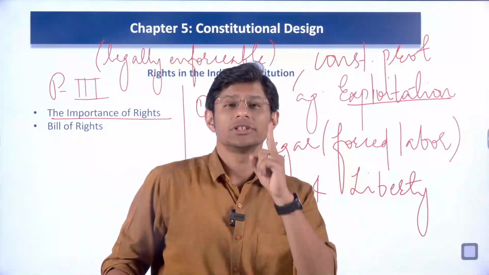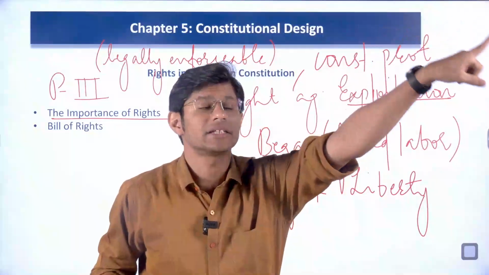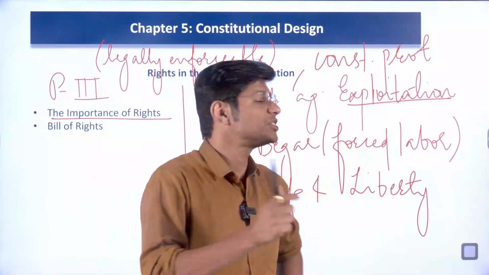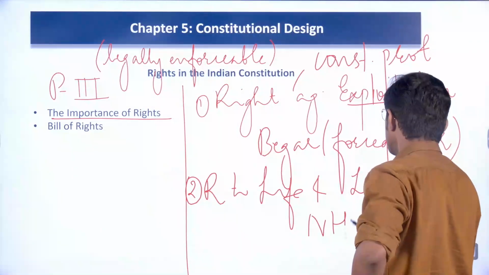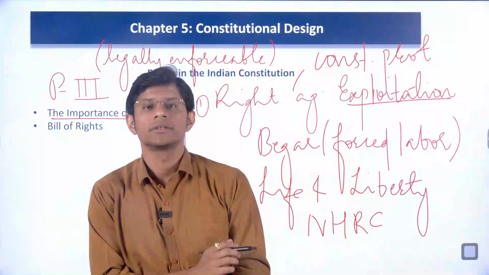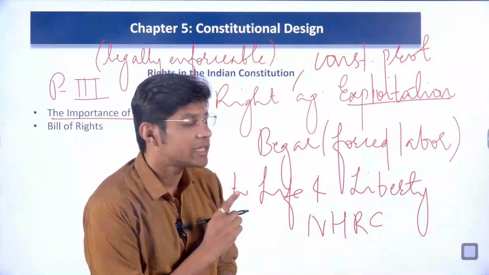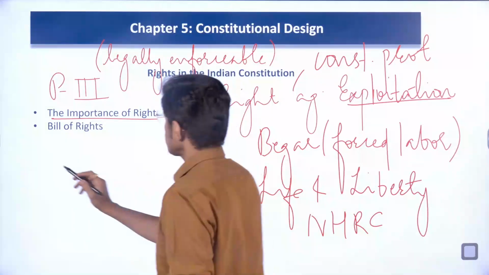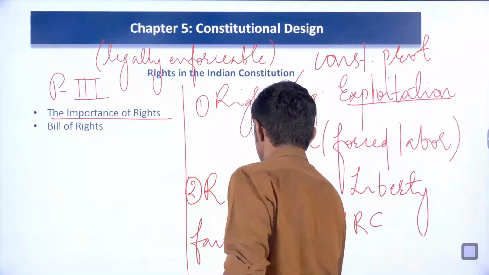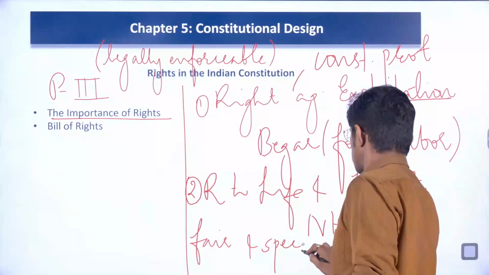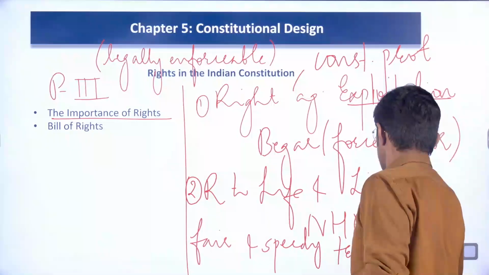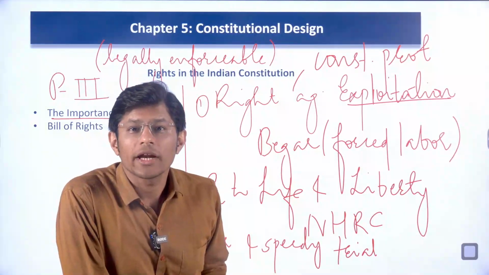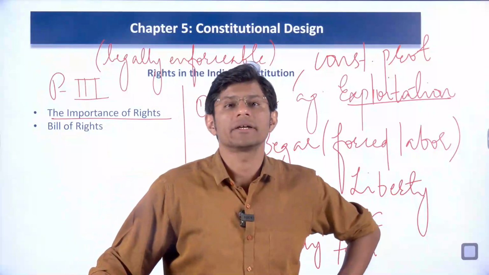So this person was in jail without trial and was finally released in the year 2005 when he was 77 years old. Why? Because the National Human Rights Commission intervened. This case shows how the denial of fair and speedy trial can violate the right to life and personal liberty.